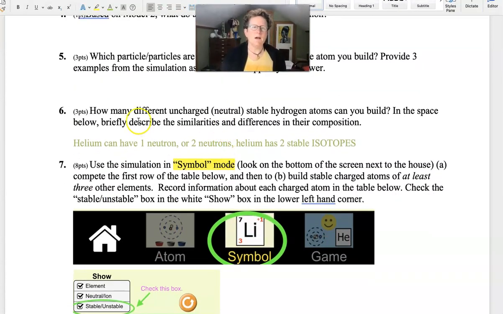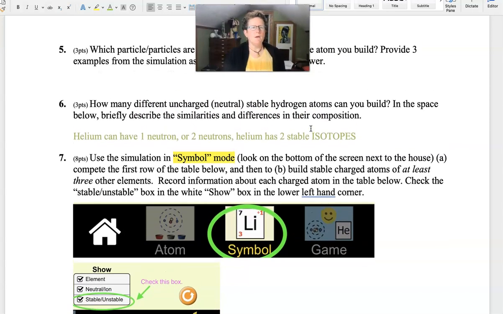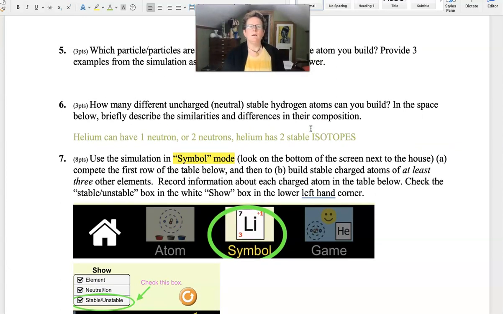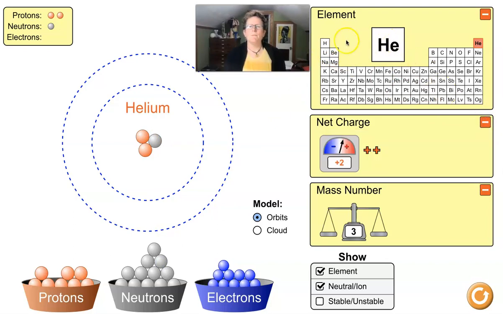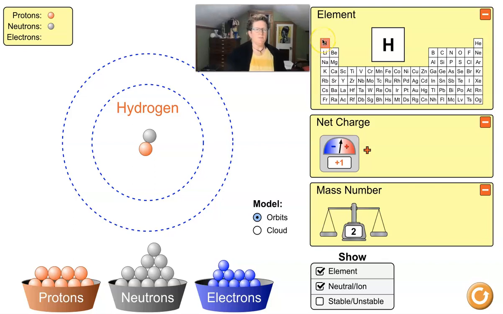How many different uncharged, neutral, stable hydrogen atoms can you build? In the space below, briefly describe the similarities and differences in their composition. Well, we did this for helium in class. You need to do it for hydrogen. So hydrogen is only going to have 1 proton because it is the very first thing on the periodic table.